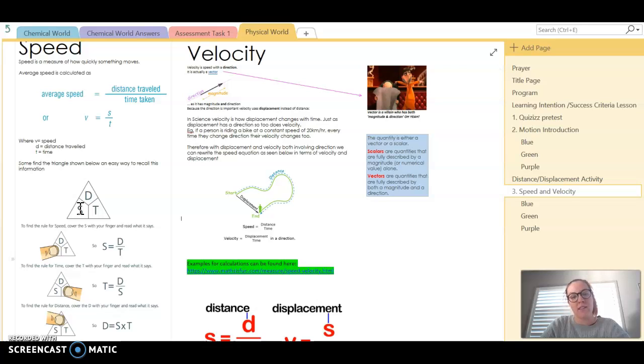If I wanted to find distance, I would cover the D for distance, and I would know that speed multiplied by time is distance. So this line here represents multiplication, and this line here represents division. So distance divided by speed equals time, and so on and so forth.